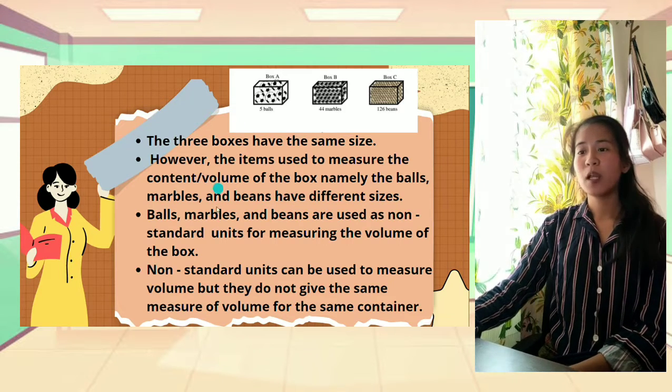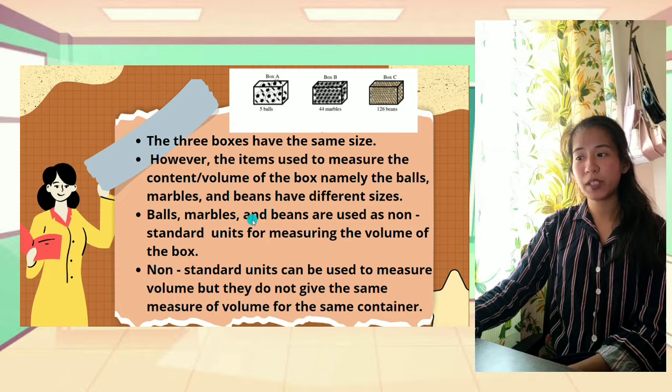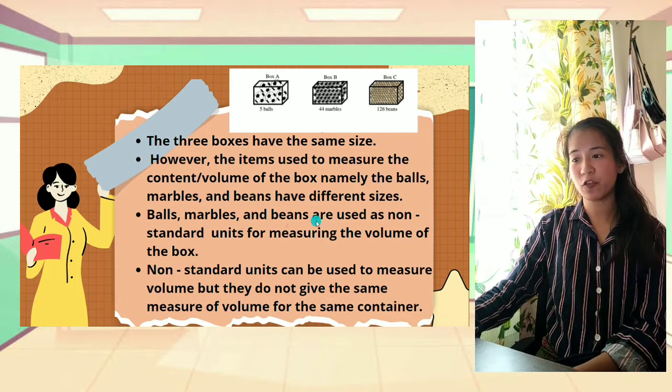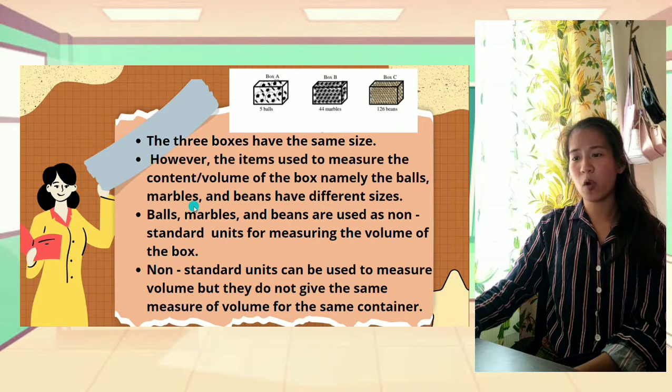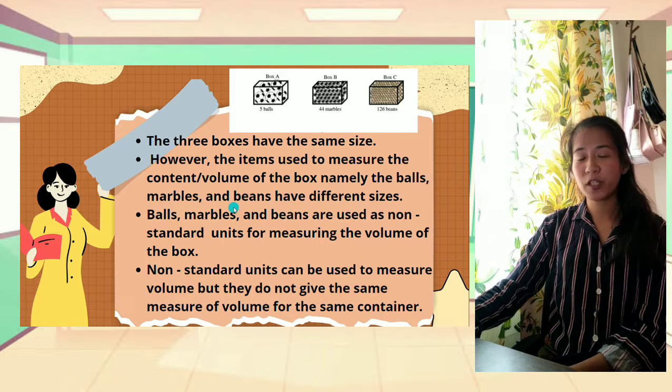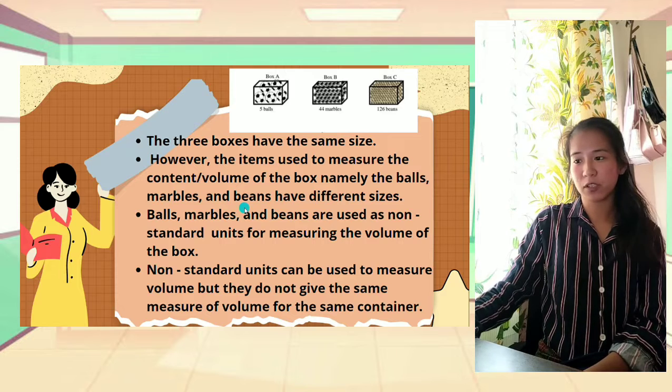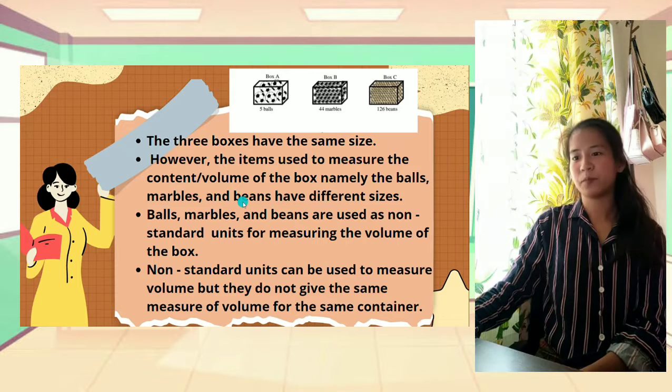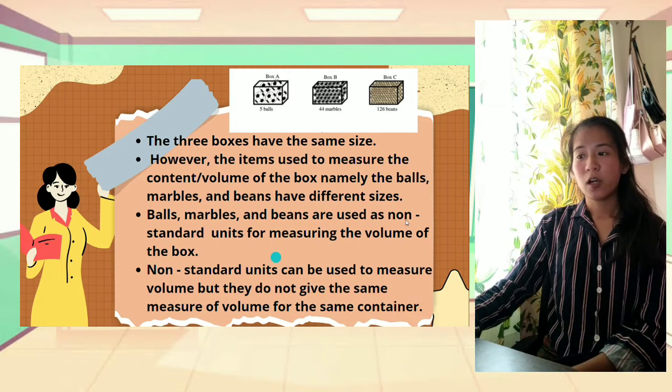Balls, marbles, and beans are used as non-standard units for measuring the volume of the boxes. Class, what are these named? The balls, marbles, and beans are used as non-standard units. So always remember that these are non-standard units for measuring the volume of the box: the items, or the things, or the objects.